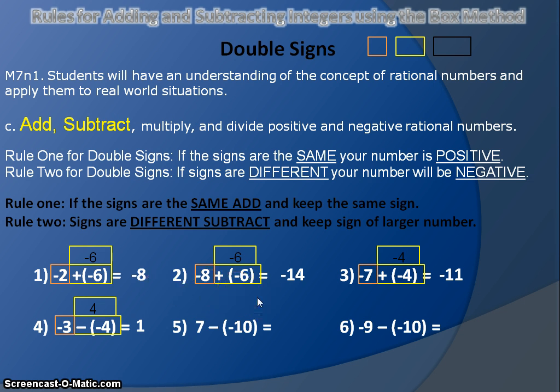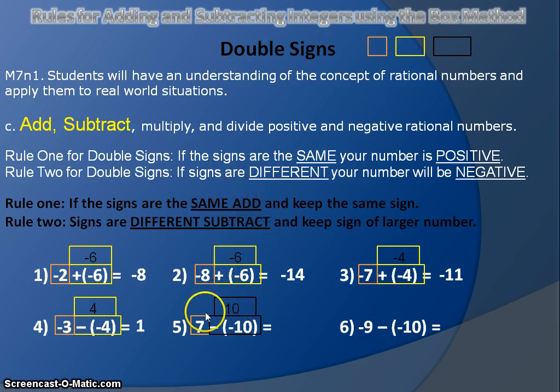Move on to the next. We box up our 7. Box up our minus negative 10. Again, we have two signs, negative, negative 10. They're the same. Same, you get a positive number. So our box is going to contain a positive 10.